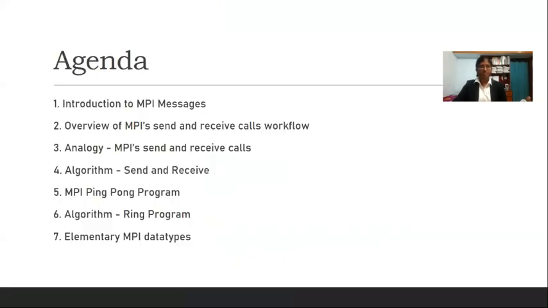So first we have the introduction to MPI messages, an overview of MPI send and receive calls. Then we'd have an analogy where we'll discuss MPI send and receive calls, comparing it to some real life example. And fourth, we have an algorithm for send and receive. Then we will discuss an algorithm of the ping pong program. And last, we would have the ring program. And after all this, we would conclude with elementary MPI data types.